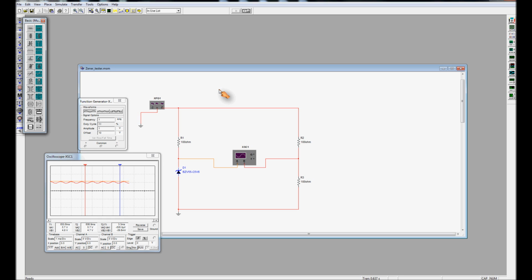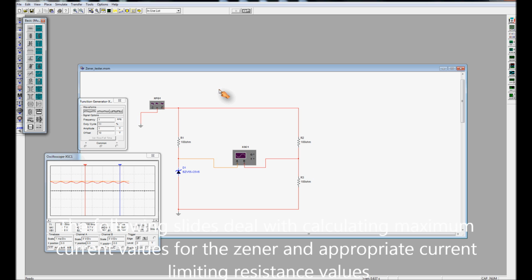The purpose of a voltage regulator is to provide a stable voltage over a range of currents, and the Zener is one of the most important circuit elements you will find in a voltage regulator, and we're going to look at it in a little bit more depth as we go through.